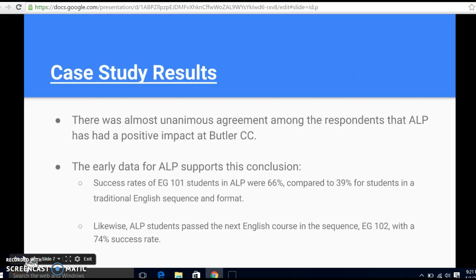In examining the results of the case study, there was almost unanimous agreement among the respondents that ALP has had a very positive impact at Butler Community College. In fact, early data for ALP supports this conclusion. Success rates of English 101 students in ALP were 66%, compared to 39% for students in a traditional English sequence and format. Likewise, ALP students passed the next English course in the sequence, English 102, with a 74% success rate.